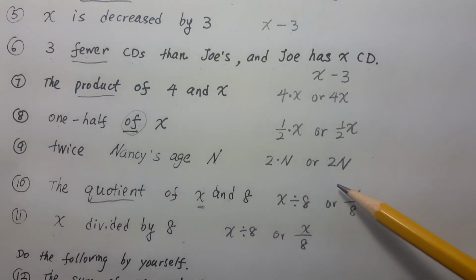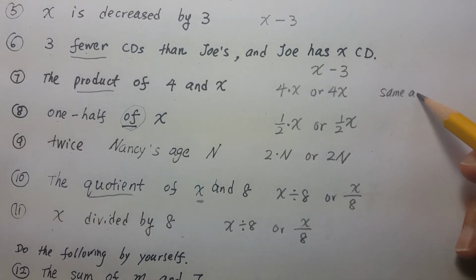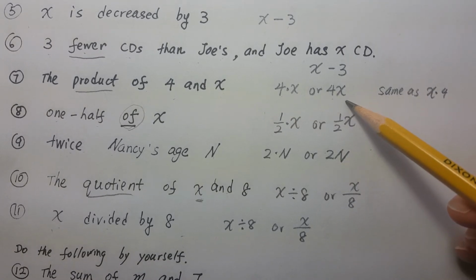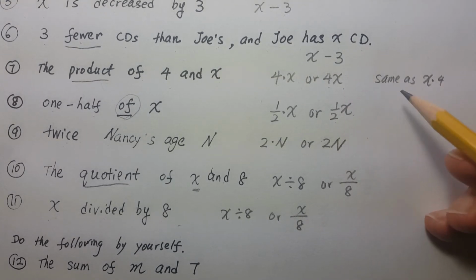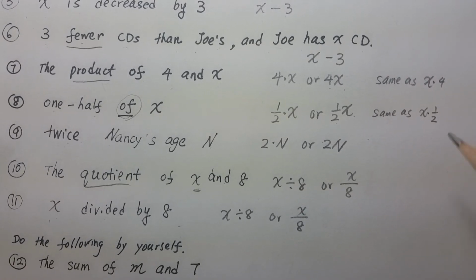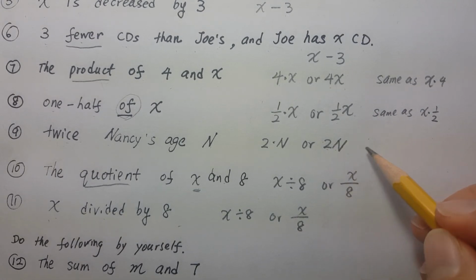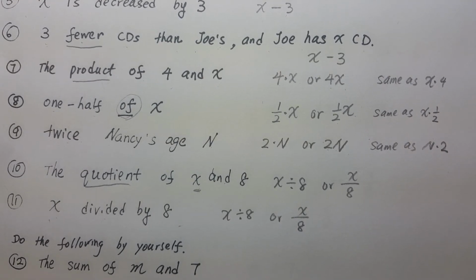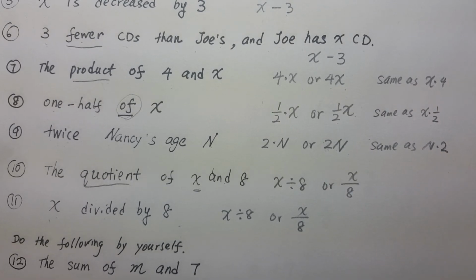Multiplication, we can swap the order. So you get 4 times x is the same as x times 4. But usually we would put 4x, the number goes first. And then half times x is the same as x times a half. As I said before, we usually put the number first. And 2 times n is the same as n times 2. Just like 2 times 100 is the same as 100 times 2.